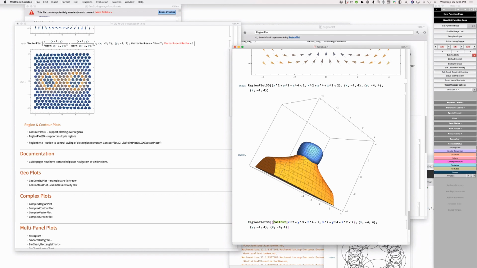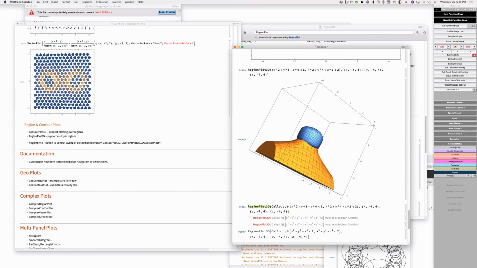I don't think that supports Callout yet. Actually, I'm sure it doesn't. What would it do? Does it support any of those things, Labeled? No. Does it support Legended? Legended, probably not yet. Those would be nice to have. Legended, absolutely, we should make work. Does Callout work at all in 3D?